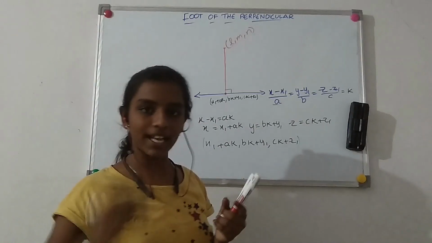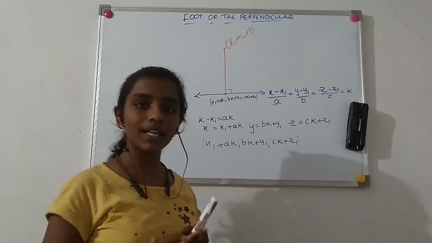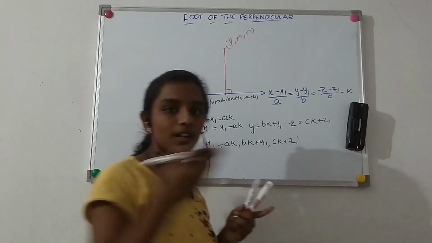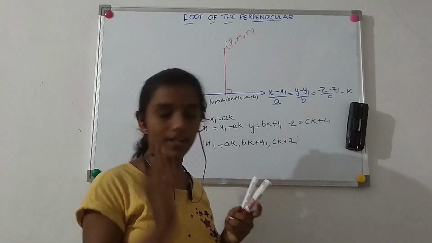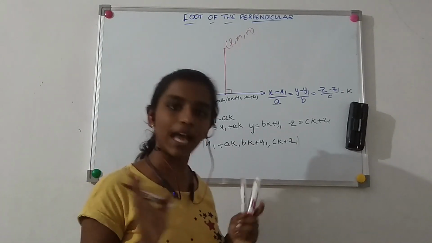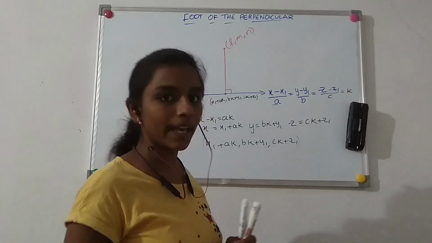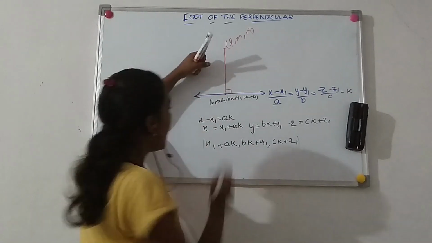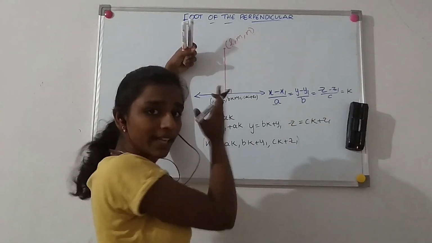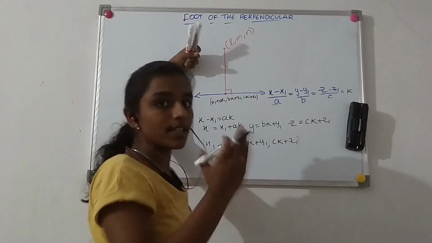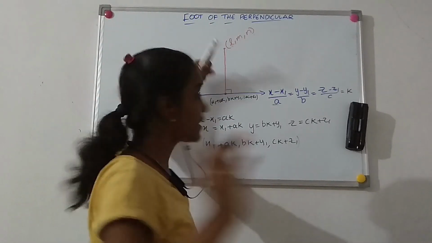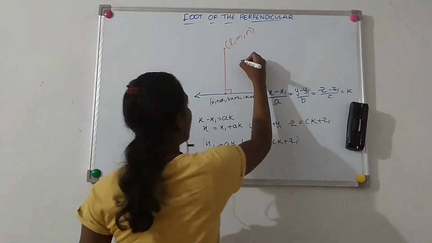x1, y1, z1, x2, y2, z2. What will be my DRs? x2 minus x1, y2 minus y1, z2 minus z1. Am I right? So in the same way, if I apply that formula over here, that is x2 minus x1, y2 minus y1, z2 minus z1, what will I get?